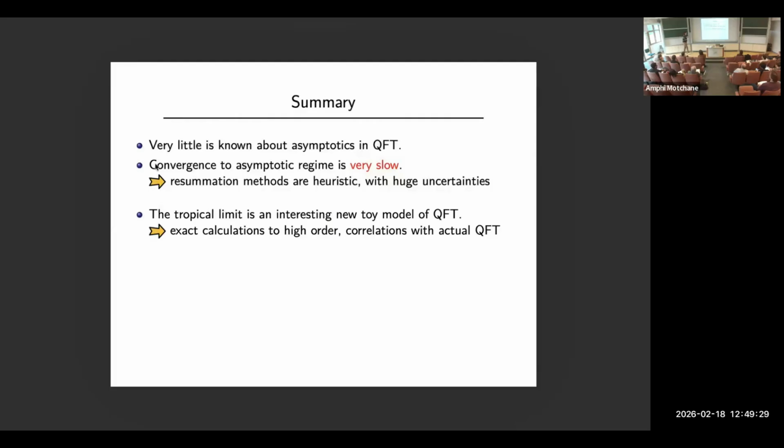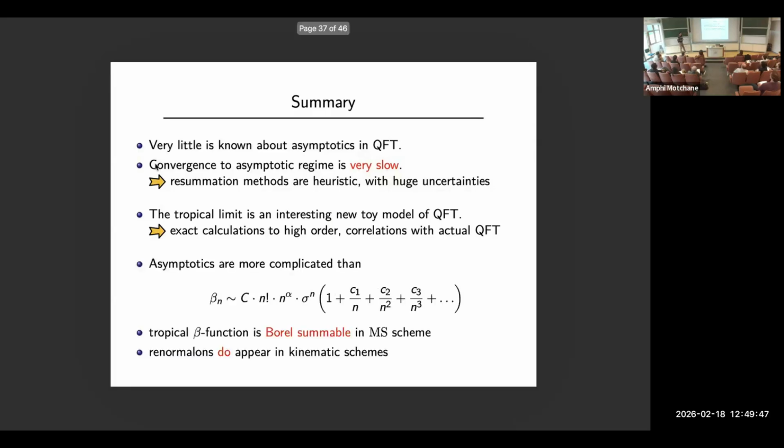The tropical limit is an interesting new toy model. I've focused on the practical side, that you can compute it and that it has this correlation with the real theory. I also personally find it very interesting because it's just a combinatorially interesting thing to play with as a combinatorialist. It also tells you about identities between Feynman integrals, which I've been studying for a long time. And then finally, my main surprise was that the asymptotics seems to be much more complicated than just a simple expansion in 1/n. So let me leave it here, and thanks for your attention.